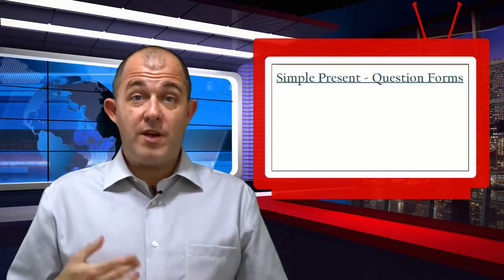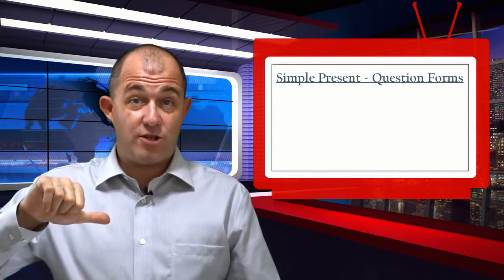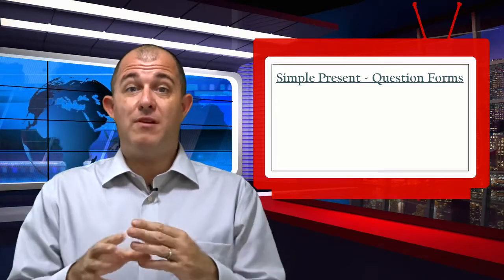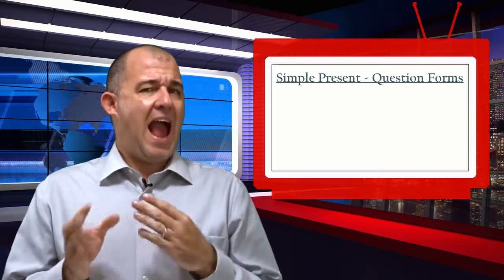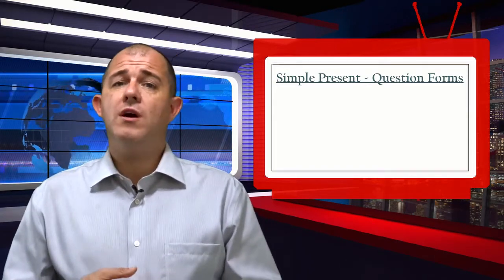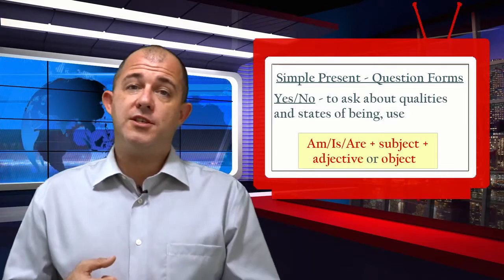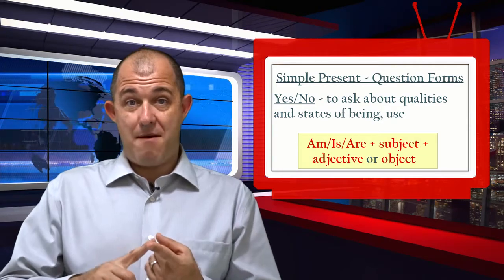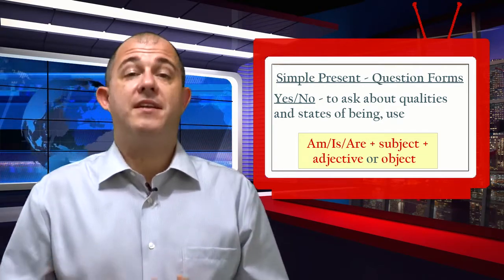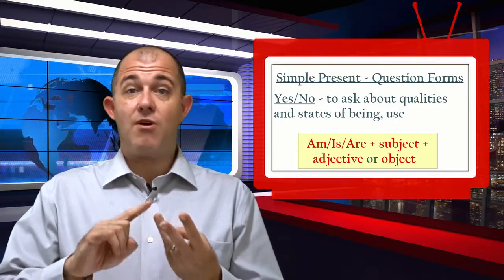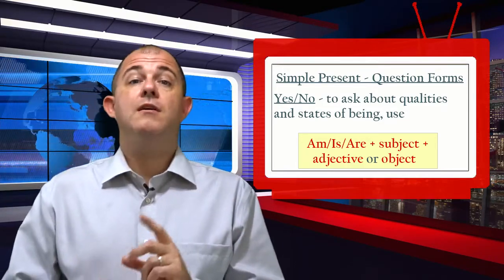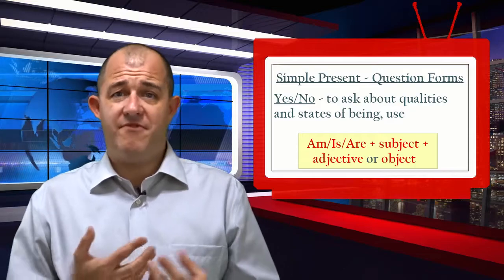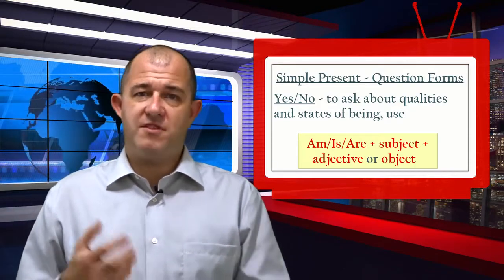In simple present, you can also ask yes or no questions about qualities or states of being that people and things have. These are not actions per se, so instead of using do, you're going to use the verb to be. And in this case, you're going to say am, is, or are, depending on the subject. Am, is, or are, plus the subject, plus an adjective or an object. So let's look at some videos again and see some more examples of how this will work.